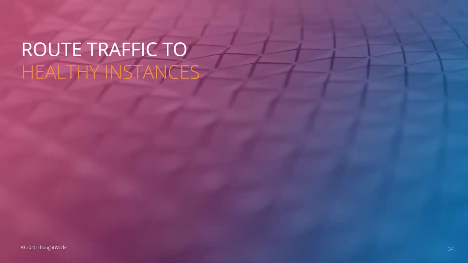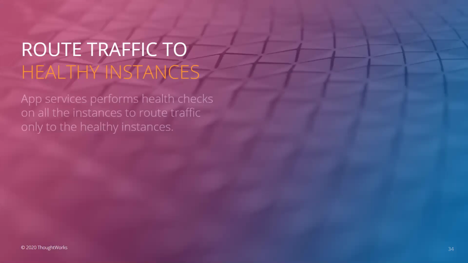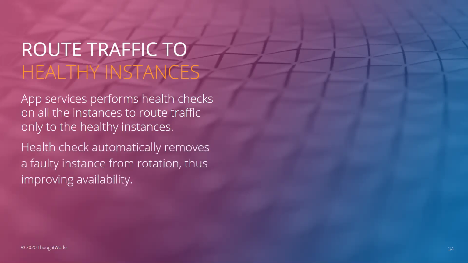We will be talking about how the health check feature is configured in such a way that it will be routing the traffic to the healthy instances only. In the app service, there is a health check we configure, and app service performs the health check on all the instances of the app service. It checks that path, and the traffic would be routed only to the healthy instances that are returning the response without any exceptions. Health check automatically removes the faulty instance from the rotation, thus improving the availability of our app service.